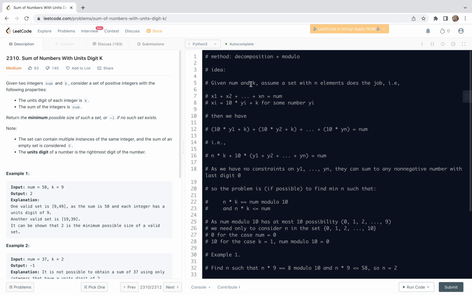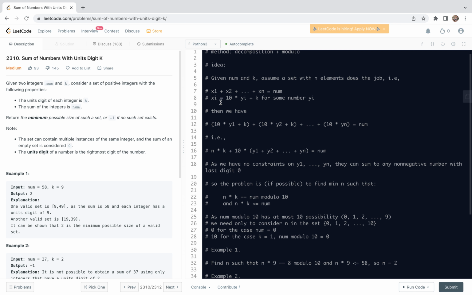Given the num and k, assume that a set with n elements does the job. In other words, the sum of these n numbers equals num, and each of the numbers has such a form: xi equals 10 times yi plus k for some number yi. The k actually is the result of xi modulo 10, which is equivalent to saying xi has unit digit k.